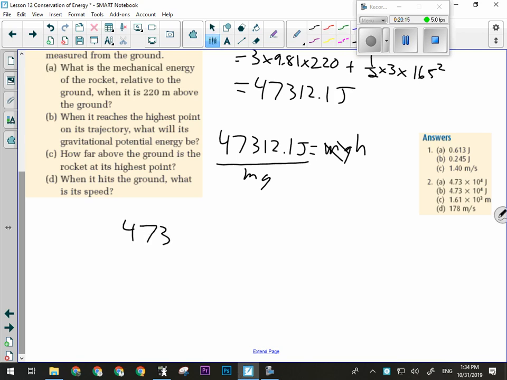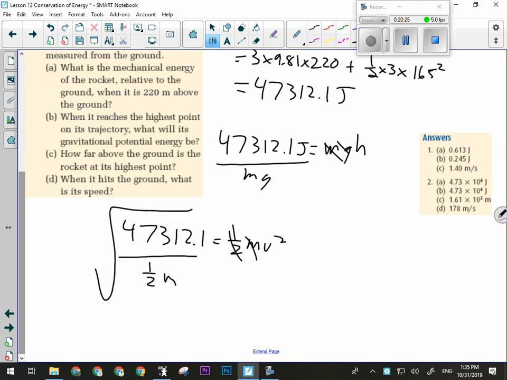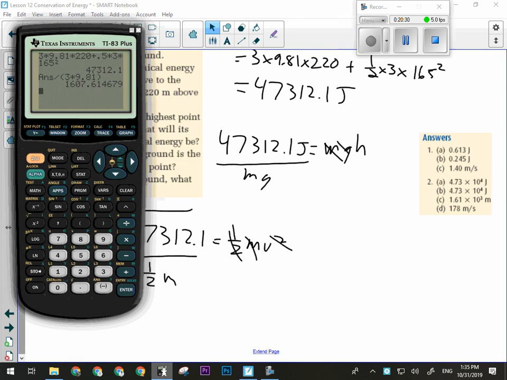So 47,312.1 equals 1/2 mv squared. Divide both sides by half of m, square root, and I'll be calculating the speed of the rocket when it hits the ground. All right, so it'll be moving at 178 meters per second. Everybody follow what I did there?